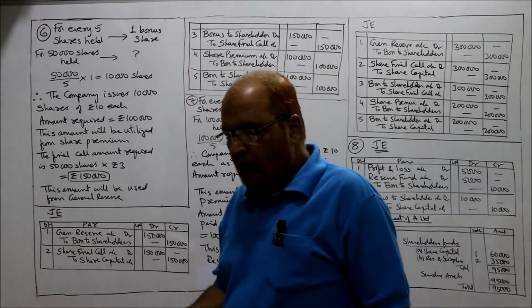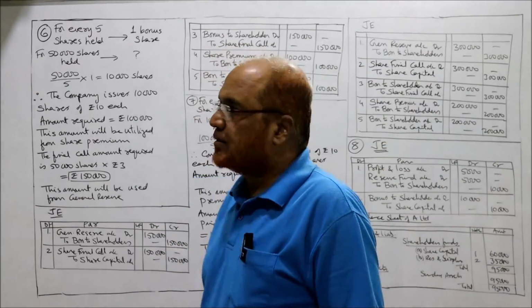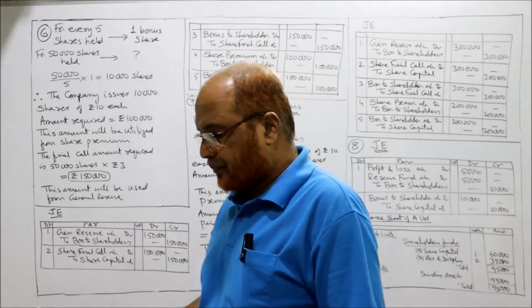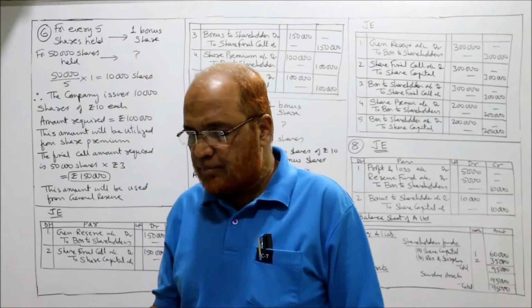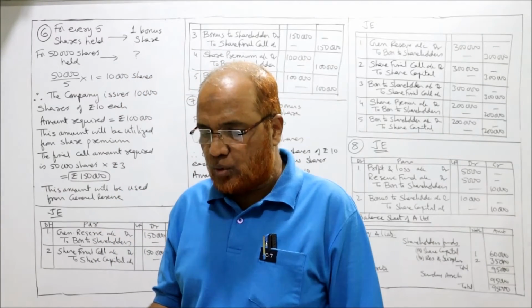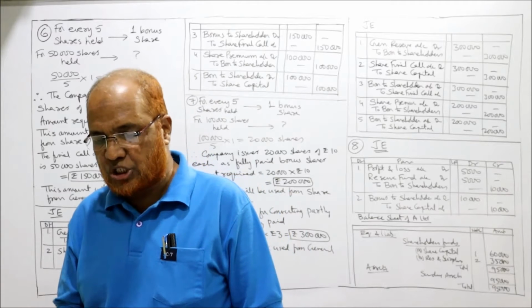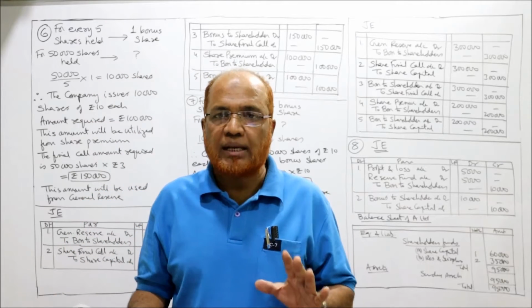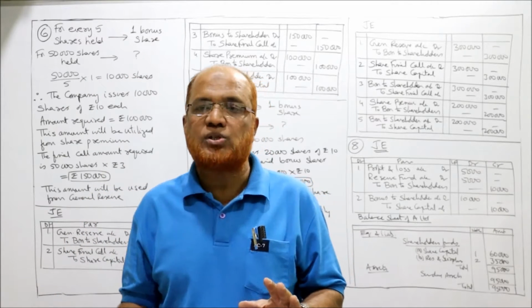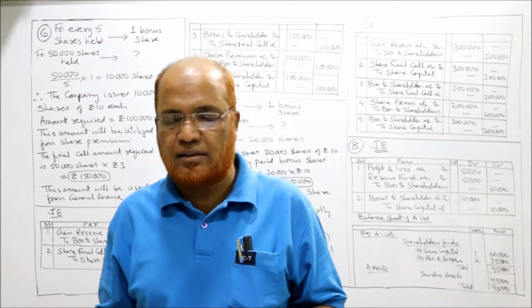Come on students, now we'll start problem number 6, the sixth problem. A limited company with a subscribed capital of rupees 5 lakh in equity shares of rupees 10 each. So 5 lakh rupees is the total capital. The face value is 10 rupees. So 50,000 shares are there.